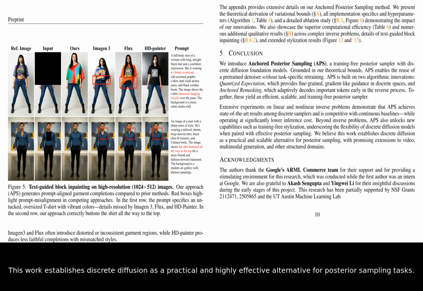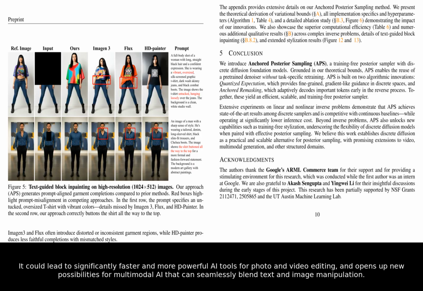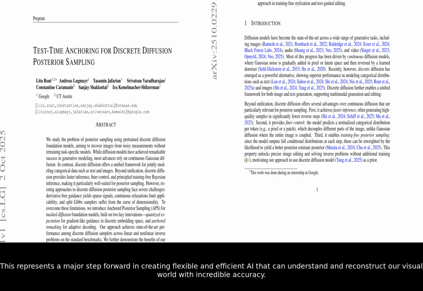What does this mean for the future? This work establishes discrete diffusion as a practical and highly effective alternative for posterior sampling tasks. It could lead to significantly faster and more powerful AI tools for photo and video editing, and opens up new possibilities for multimodal AI that can seamlessly blend text and image manipulation. This represents a major step forward in creating flexible and efficient AI that can understand and reconstruct our visual world with incredible accuracy.